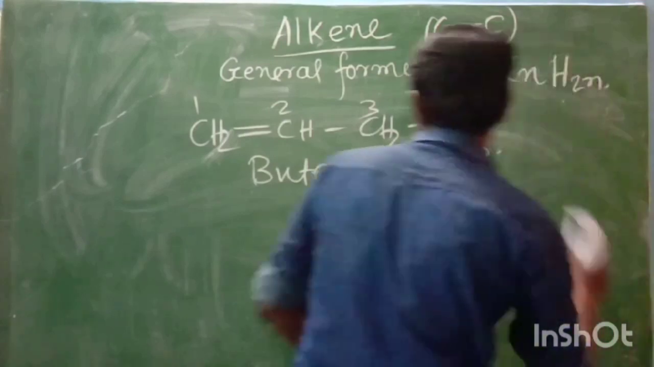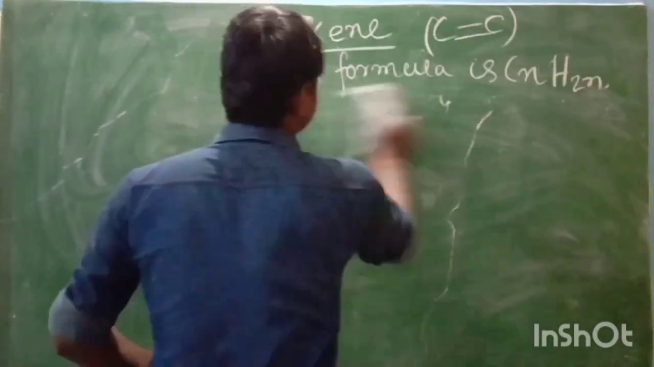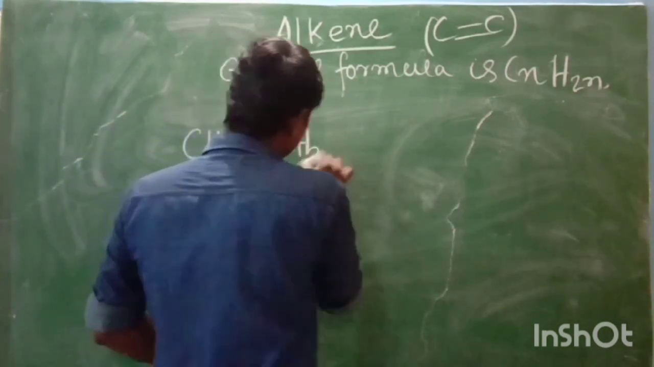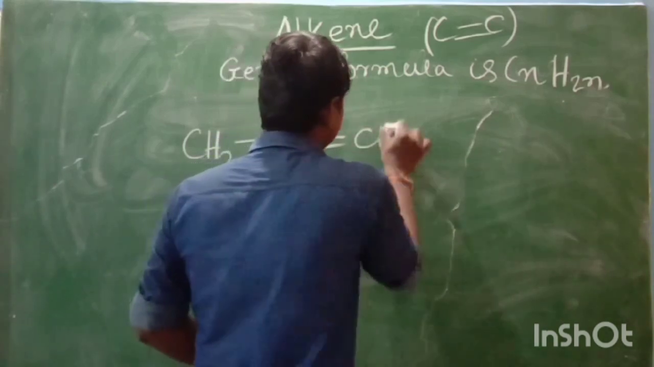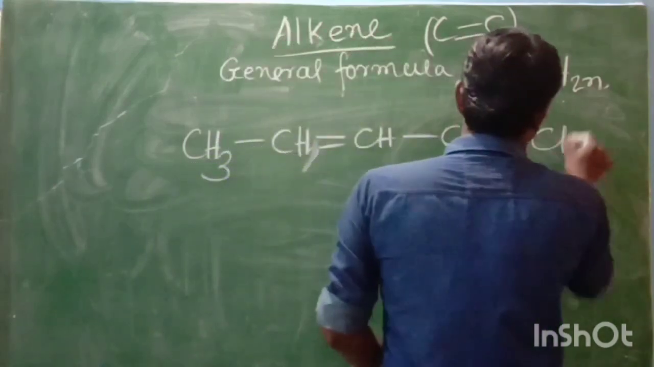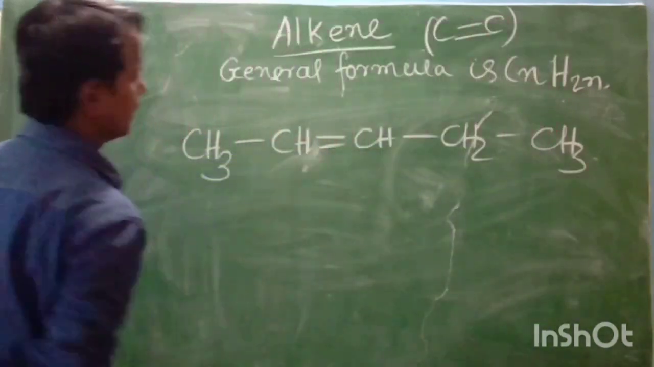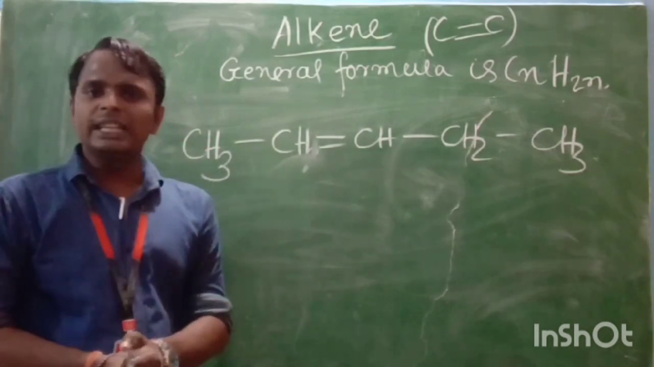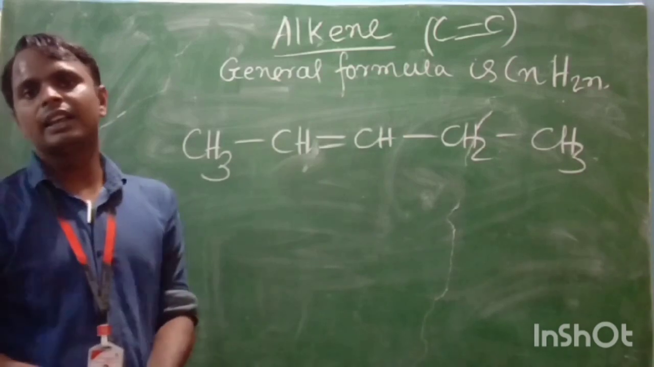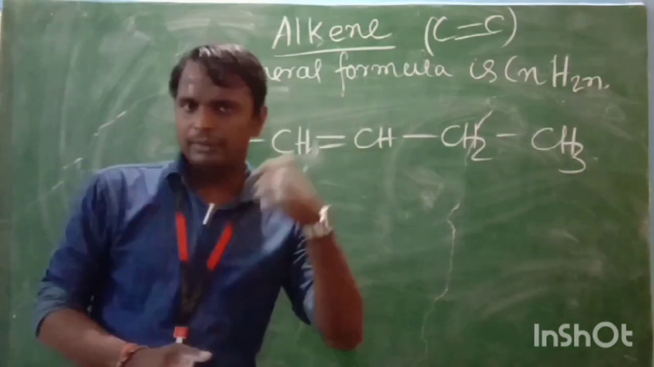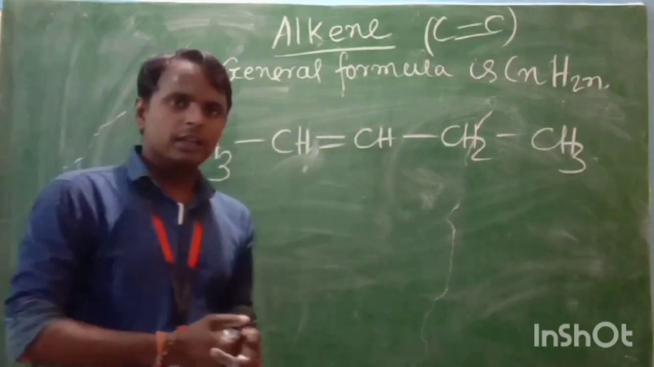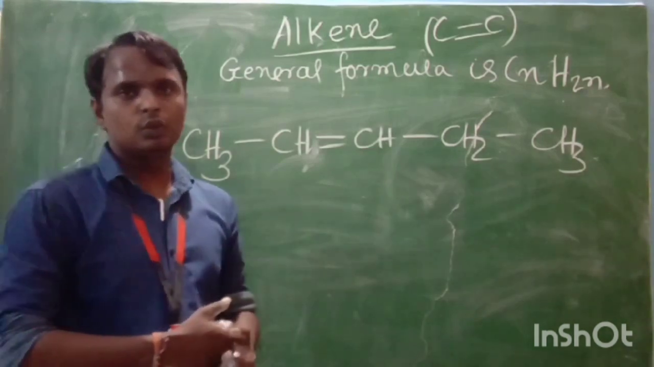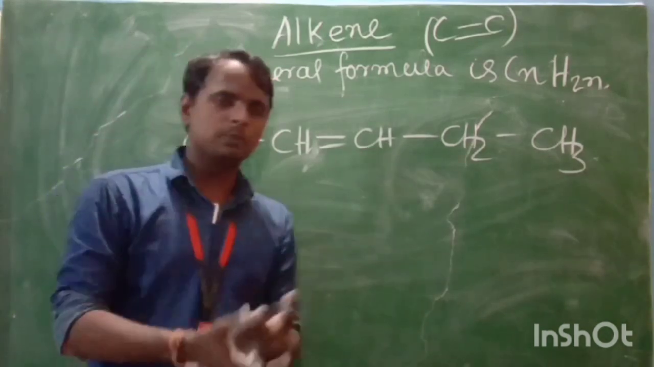Take another example of an alkene: CH3-CH=CH-CH3. Here it should be noted that if the double bond is present in the first position, I mean carbon 1, the double bond is present in the first carbon, then we can add a number to explain at which position the double bond is.